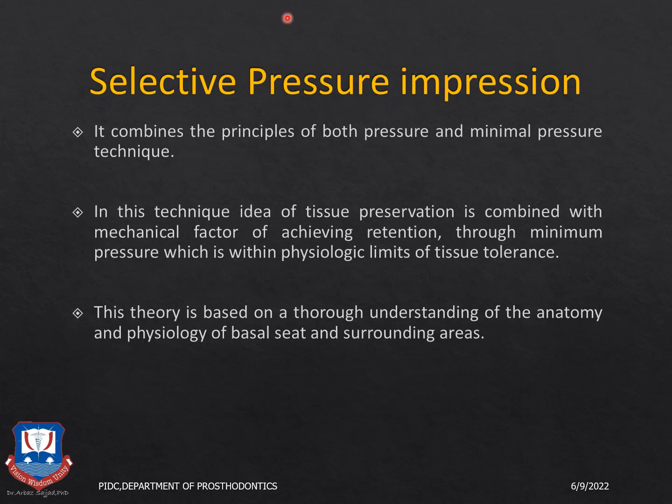So the last and the most widely used technique, given by Boucher, was the selective pressure impression theory. This combines the principles of both the mucocompressive and the passive impression techniques. In this technique, the idea is tissue preservation, combined with mechanical factors of achieving retention through minimum pressure, which is applied within the physiological limit of tissue tolerance on the parts of the residual alveolar ridge where the pressure can be applied. So again, as I said, we need to have a thorough understanding of the anatomy of the basal seat tissues and the surrounding musculature to be able to get a good selective pressure.